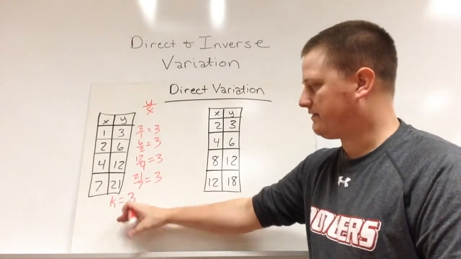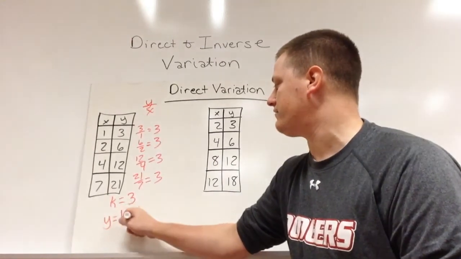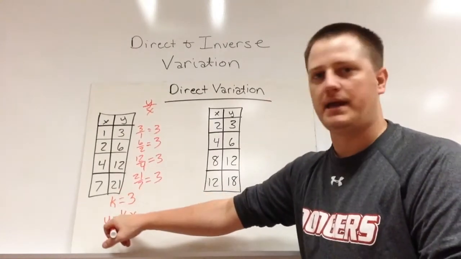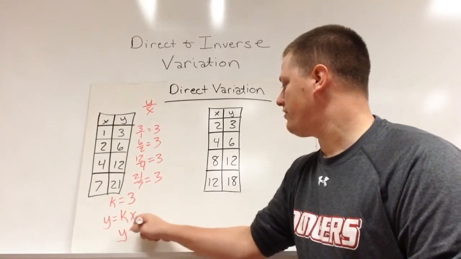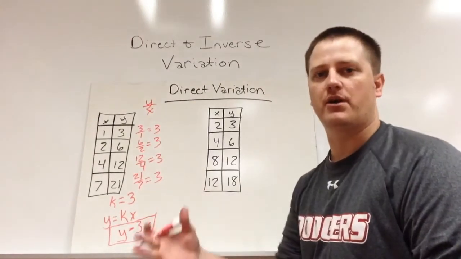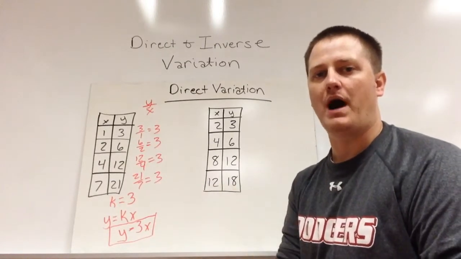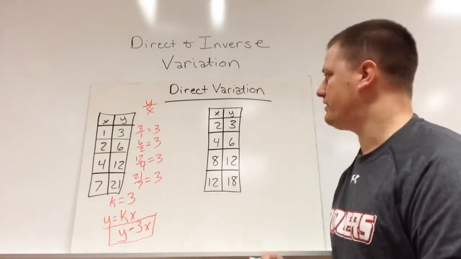The constant is found by y divided by x. Once we know what the constant is, we can use our equation y equals kx, and we can substitute our 3 in for k. We get the equation y equals 3x. What this equation does is allow us, if we know x, to find y, and if we know y, to find x.